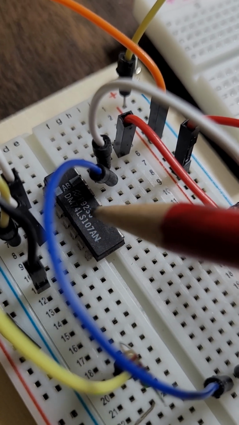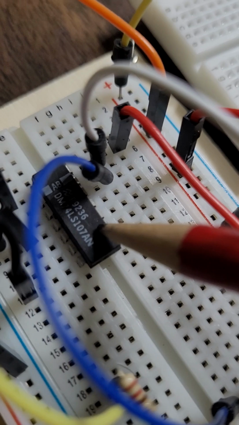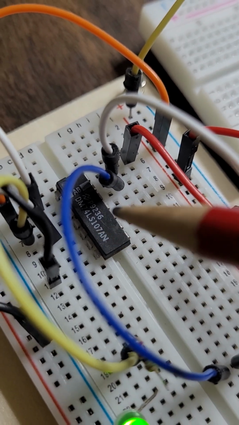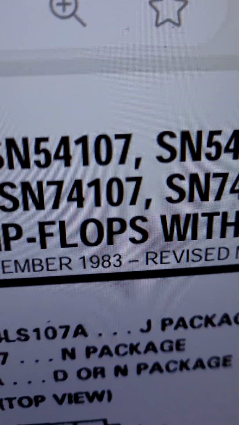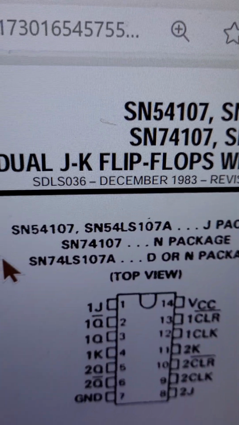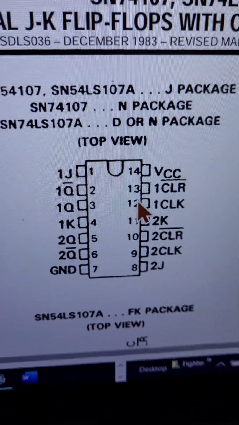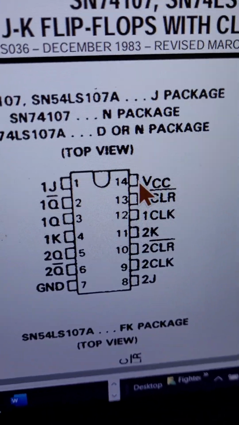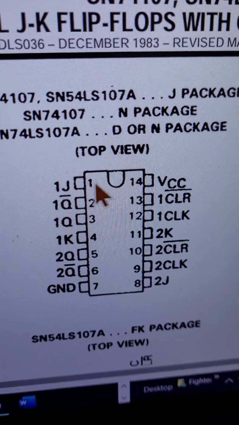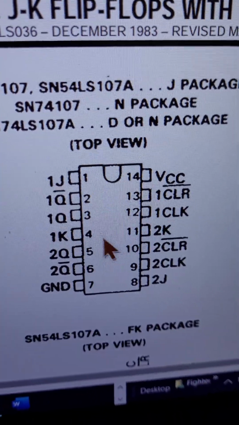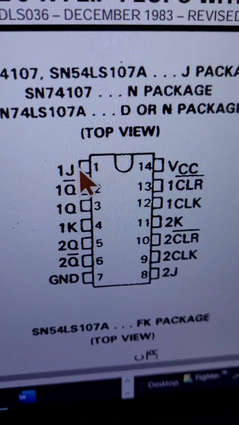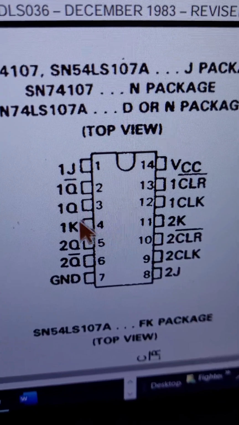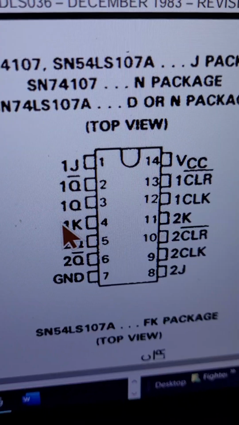107, it is 74LS107. Like the 74 family, 107 is actually a JK flip-flop. Which is this one? JK flip-flop, okay? This is the dual inline package. Pin number 1 is J and pin number 4 is K for unit number 1: the J input and the K input for unit number 1.